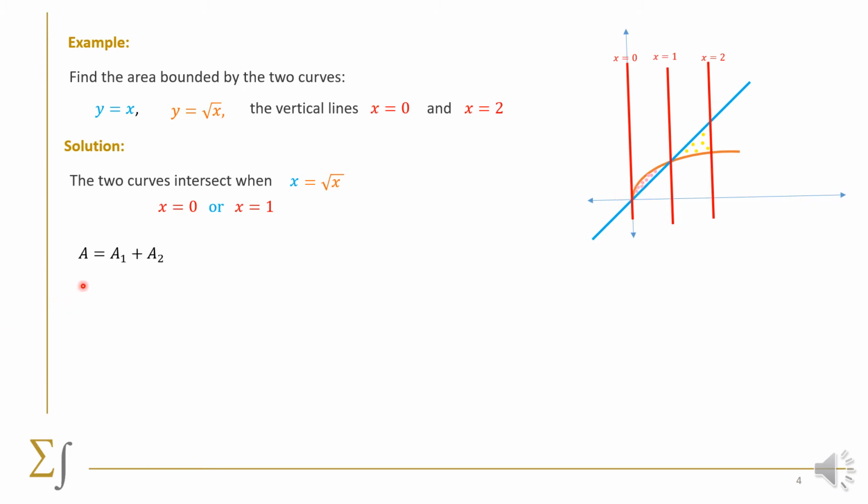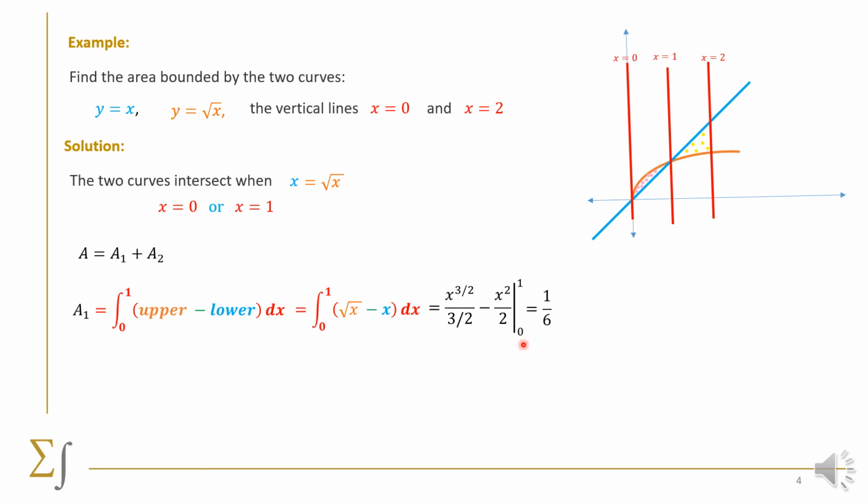So here I see area is equal to area 1 plus area 2, where area 1 is the integral over x from 0 to 1, upper minus lower. Here we have the upper, as we said, is the root x, and the lower is the x. So root x is actually x power half. When we integrate it, it will become x power 3 over 2 over 3 over 2 minus the integral of x, which is x squared over 2, and then we substitute for the limits of integration 0 and 1. Okay, so here we get the answer to be 1 over 6.